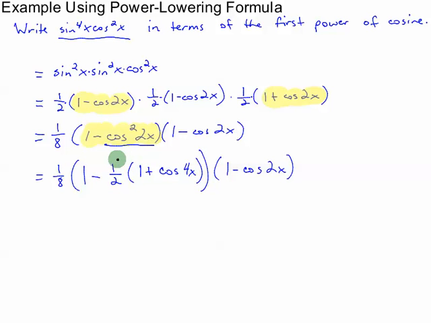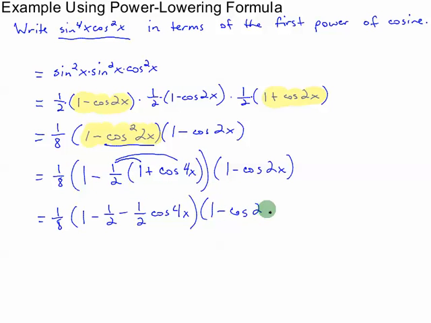So the way to do that is to distribute this negative 1/2 through. So I've got 1/8 times 1 minus 1/2 minus 1/2 cosine 4x. If that's still what's in here, then I'll just recopy my 1 minus cosine 2x. Okay, we're getting closer. 1 minus 1/2 I can actually combine and get 1/2. So I have 1/2 minus 1/2 cosine 4x, and here I have 1 minus cosine 2x.